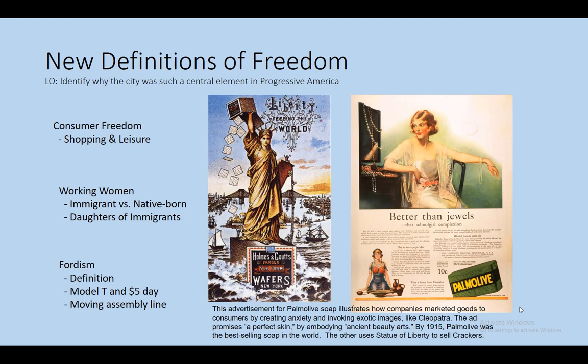And so, to put it crudely, being able to buy stuff becomes one of the ways that Americans began to define freedom. Can I consume? Can I purchase consumer goods? And if you could, then you were free. And you see this in the advertisements of the time, right? If you see on the screen here, here's primary sources, right? You see the Statue of Liberty being used to sell crackers. What does the Statue of Liberty have to do with crackers? Well, because if you could buy crackers, then you were free, right?